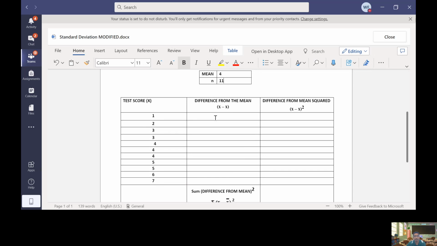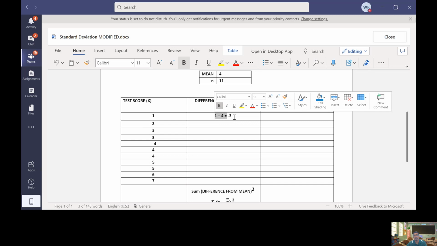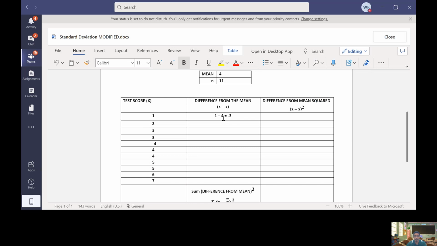So here, the calculation we're going to do is take whatever the child's age is right here, which is 1, and subtract the mean, which is 4. And we're going to put the answer, which in this case is -3. Generally, you just put the -3 in this slot right here. I don't really need to see the calculation, but for modeling purposes, I'm showing it to you.